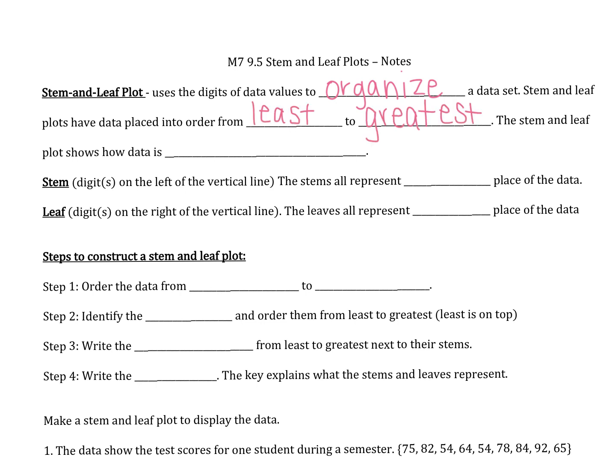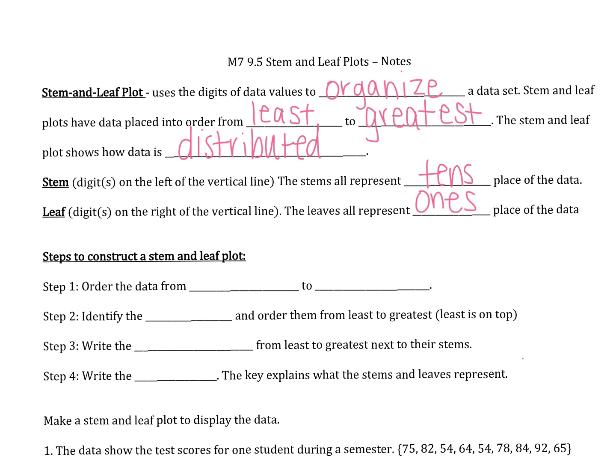Stem and leaf plots show how data is distributed. The stem part of a stem and leaf plot are the digits on the left of the vertical line. The stems all represent the tens place of the data. The leaf part of a stem and leaf plot are the digits on the right side of the vertical line, and the leaves all represent the ones place of the data.